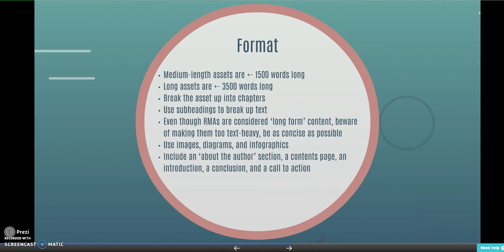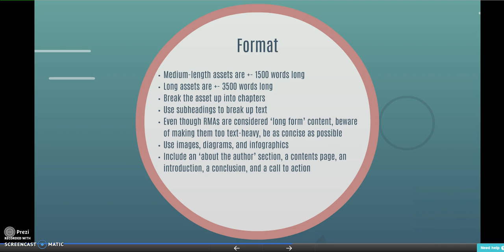Okay, so a few notes on format. A medium length asset is about 1,500 words long, and a long asset is about 3,500 words long. So give and take a little bit. You should always break the assets up into chapters, which makes it easier to read, and use subheadings within those chapters to break up the text.